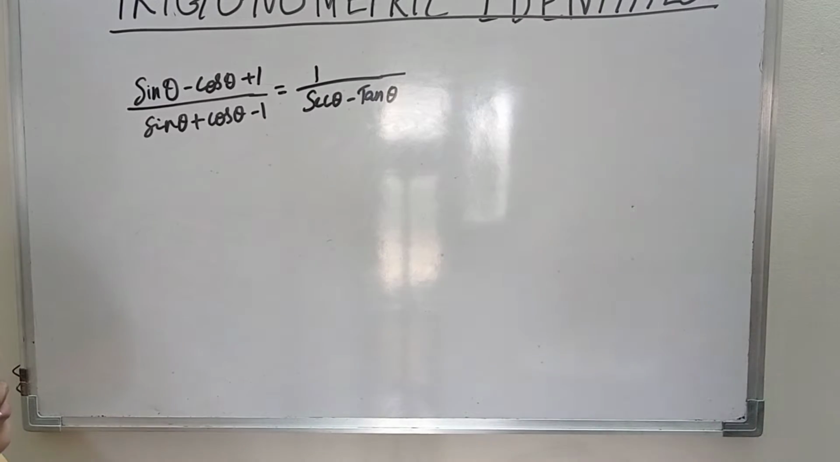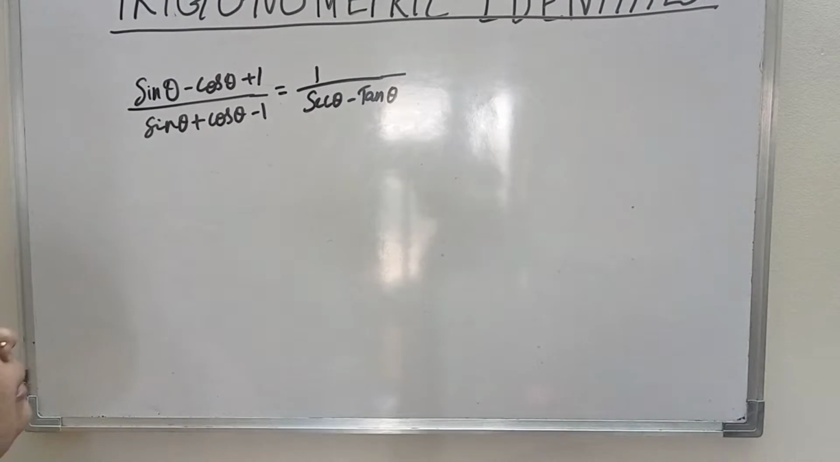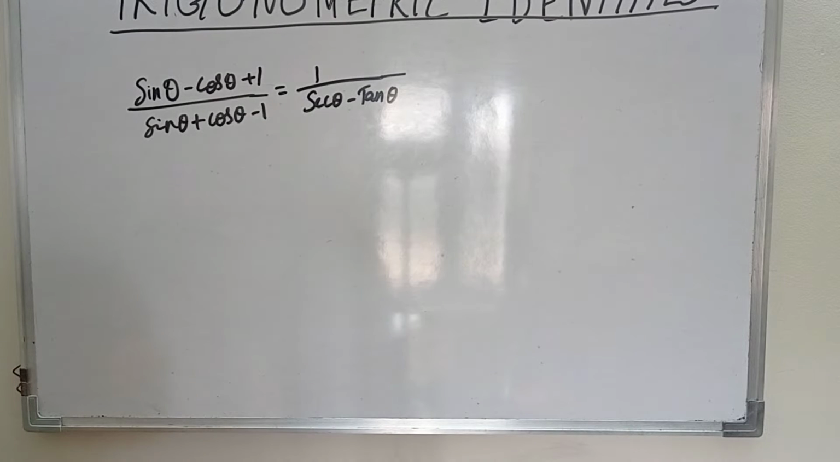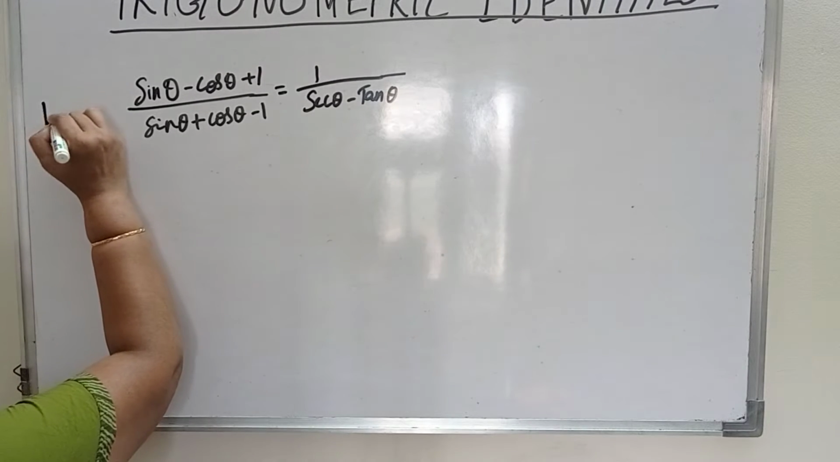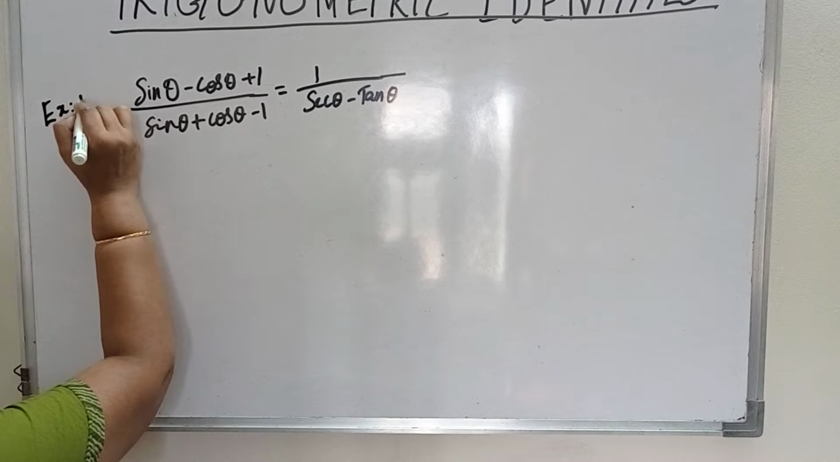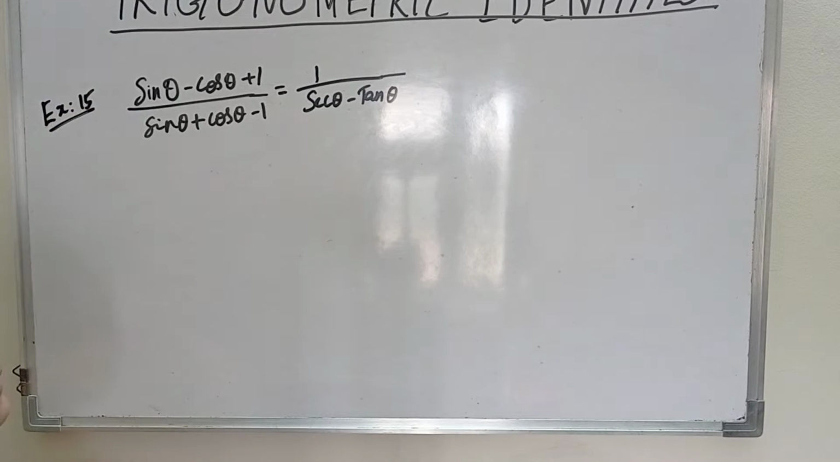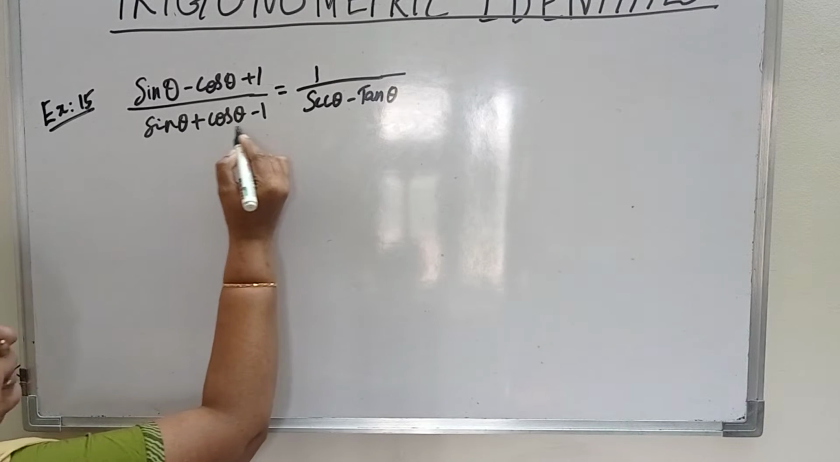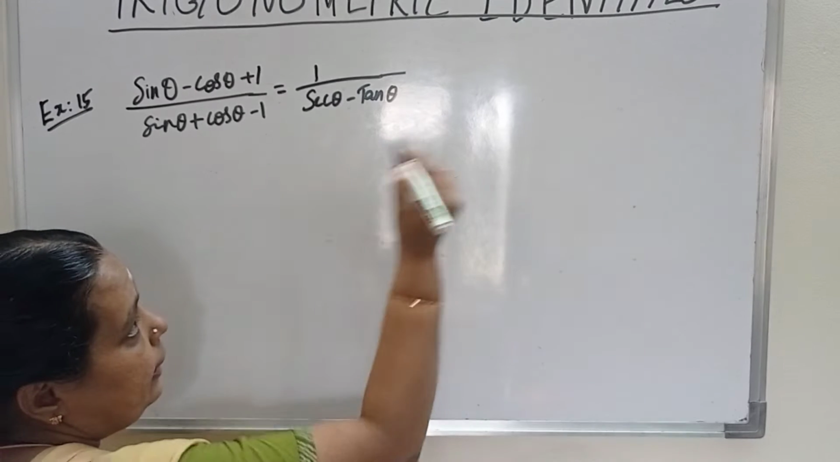In this video, we are going to see a problem from the trigonometric identities. This is example 15. (sin theta minus cos theta plus 1) by (sin theta plus cos theta minus 1) is equal to 1 by (secant theta minus tan theta). This is the question. With the left hand side, we are going to prove the right hand side.